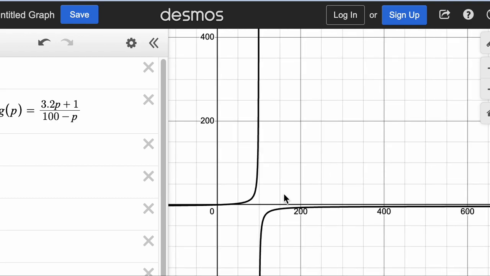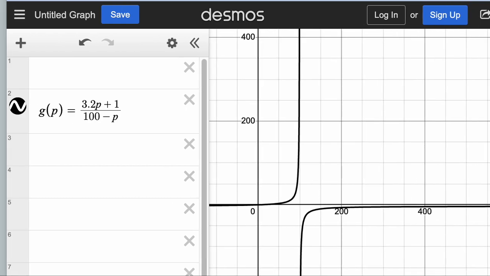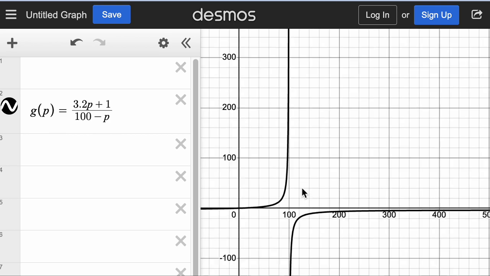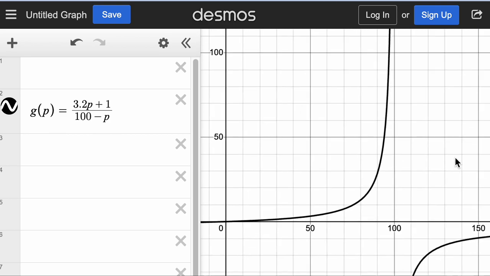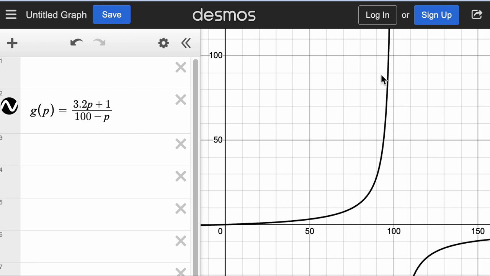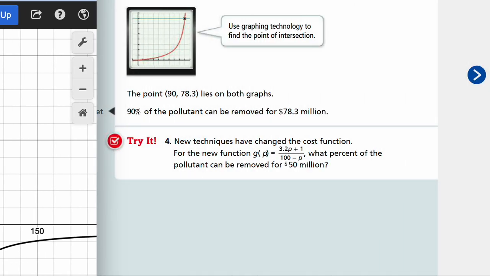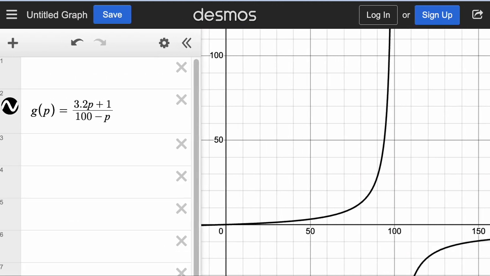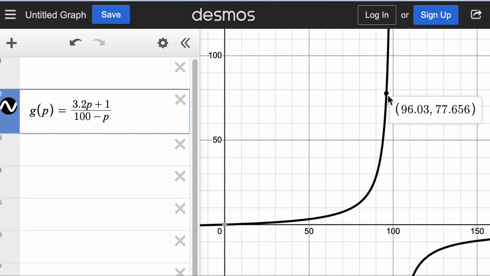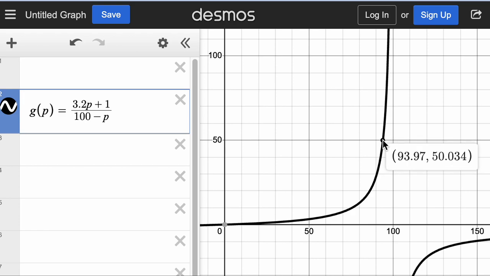And again, we're going to use our reasonable domain and range, where the domain is going to be from 0 to 100. So we're going to use this part of the graph. And so we're looking at when we have $50 million. So when y is equal to 50, how much percent is it going to be?